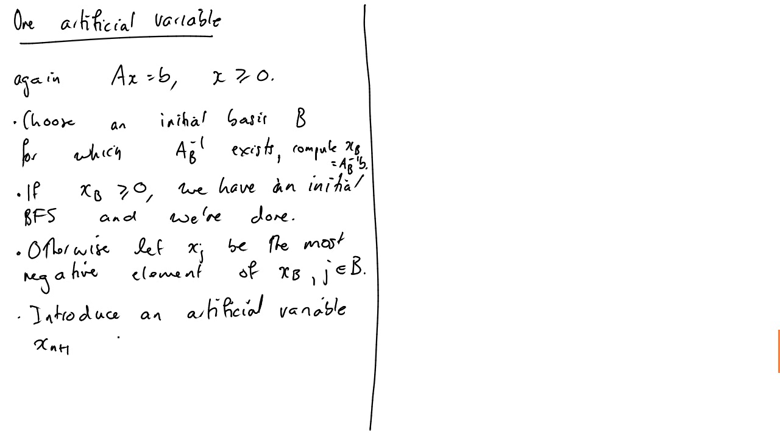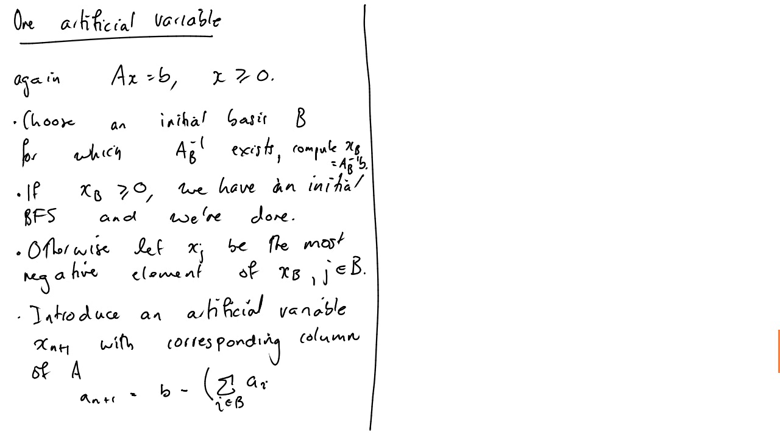And when we introduce a new variable, we've got to introduce a new column in our matrix. So with the corresponding column of A given by A n plus 1 equals b minus the sum of the columns from the basis vectors plus one copy of AJ. Now this all seems kind of strange at the moment, but we'll see why we're doing this in a second.